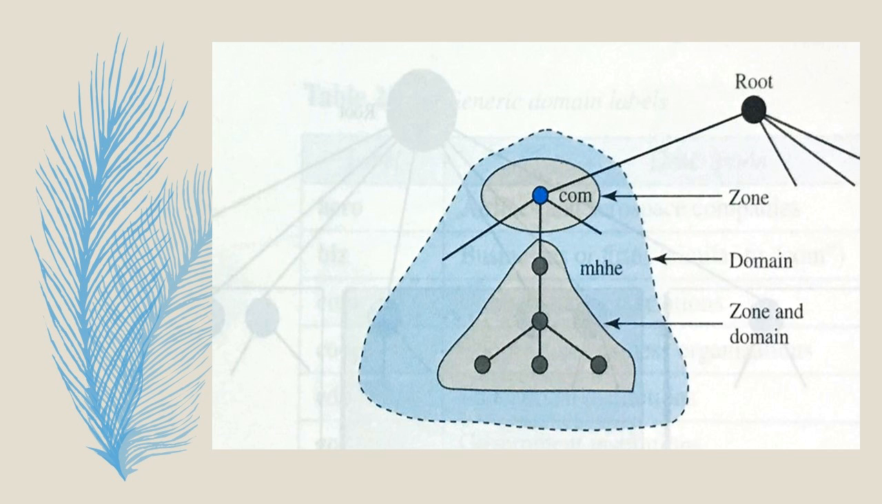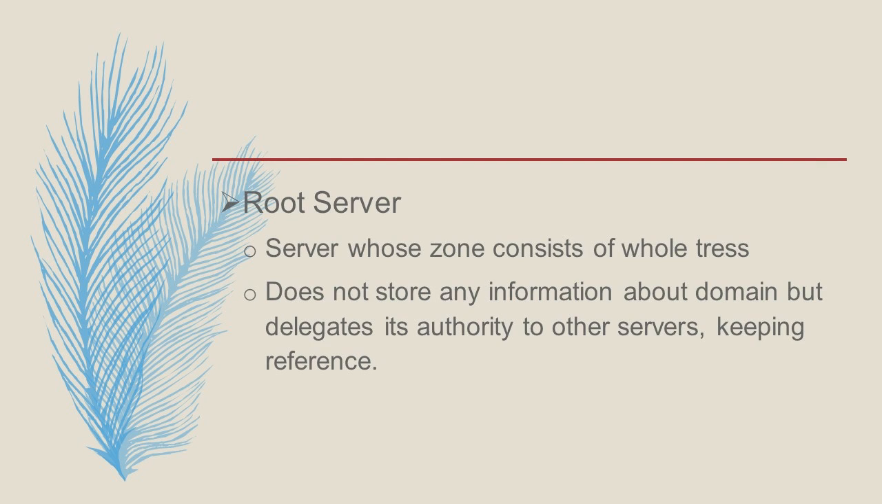Still, the original server has its own zone but detailed information is kept at lower levels. The root server is a server whose zone consists of the whole tree. It does not store any information about domains but delegates its authority to other servers, keeping references.